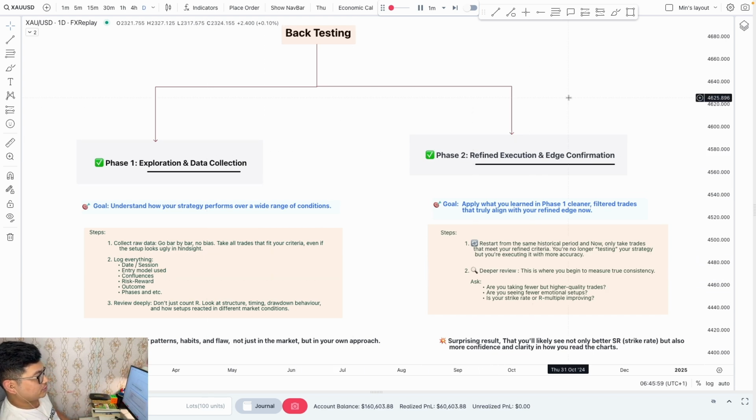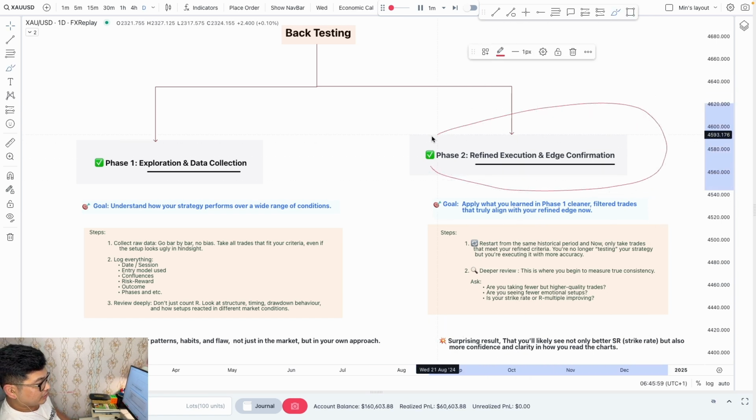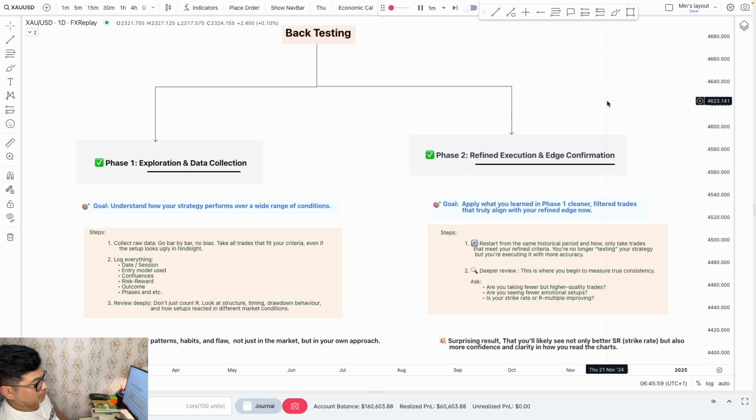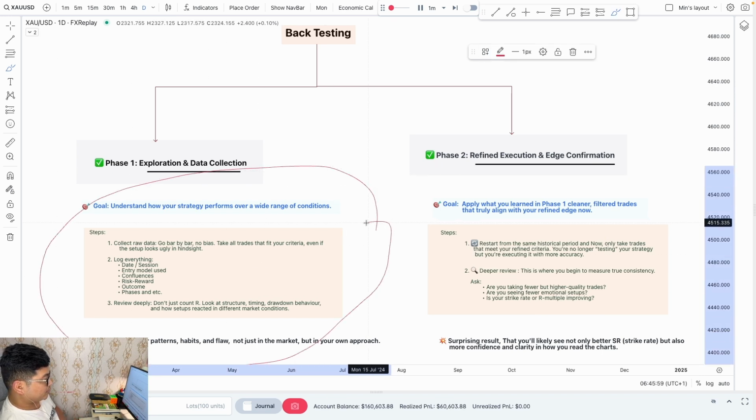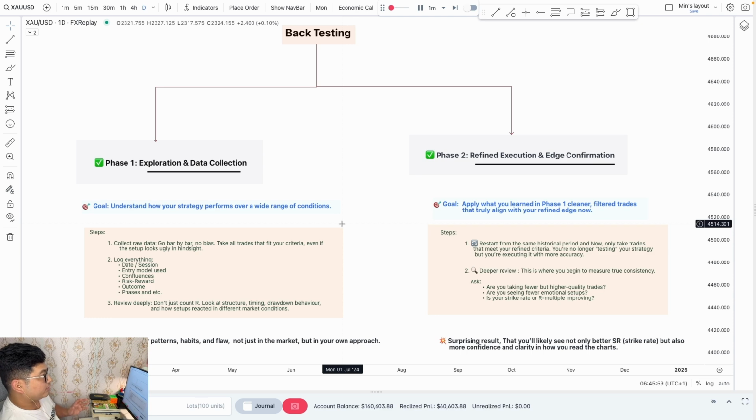And moving to phase 2, you can see that phase 2 is really crucial. Refine execution, edge confirmation. It means you're going to take the trade, right? Whatever you refine from here, whatever really works for you, you're going to write down on paper, whatever it is, you will know by yourself, and then you will apply the same strategy. But of course this strategy is going to be far better than what you started with in the beginning, because you already reviewed the data, you already know what is working and what is not working, and then you're going to apply it in that second phase, right?